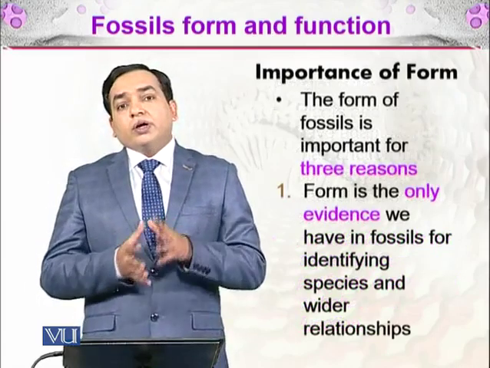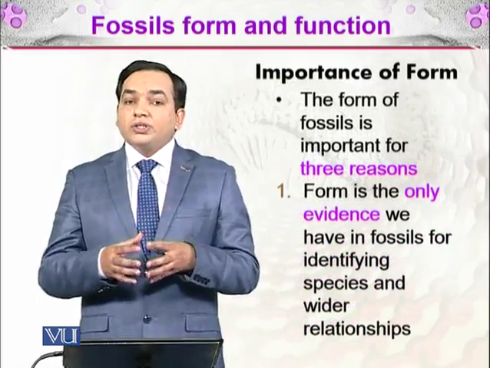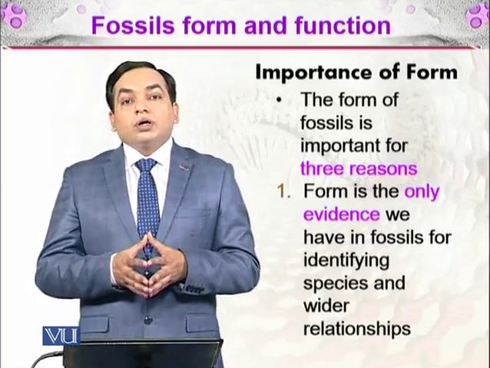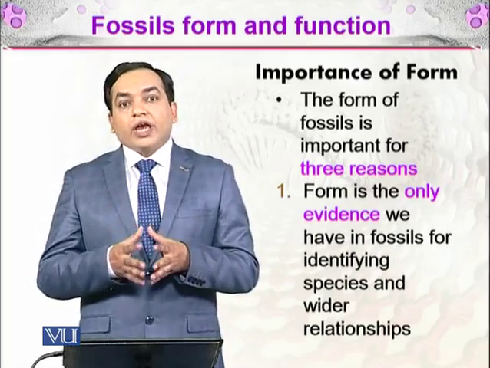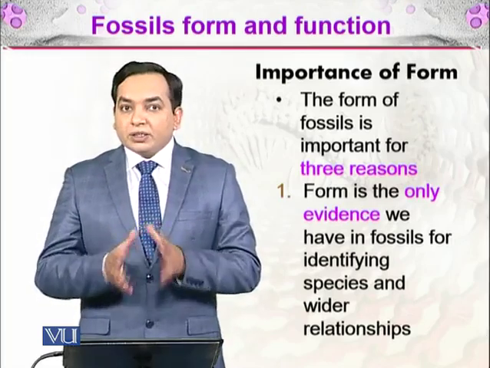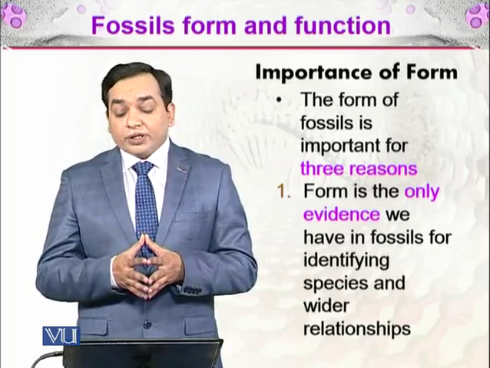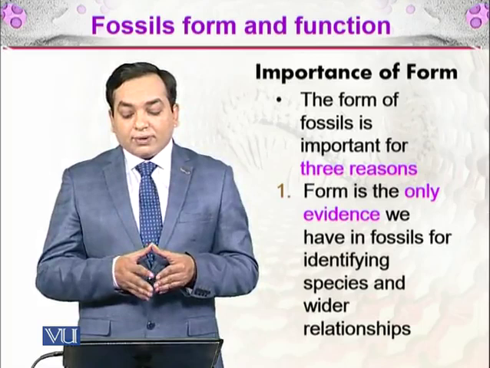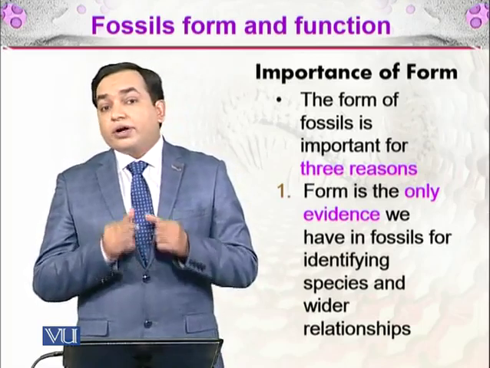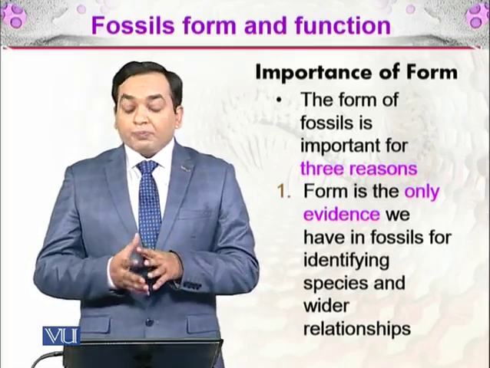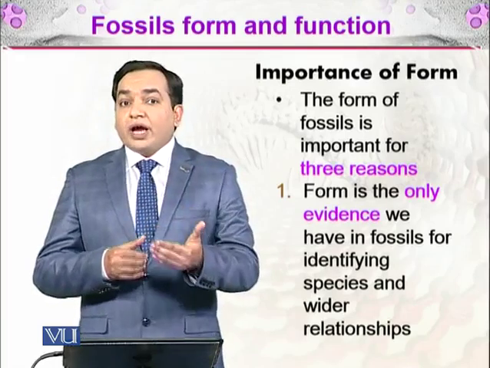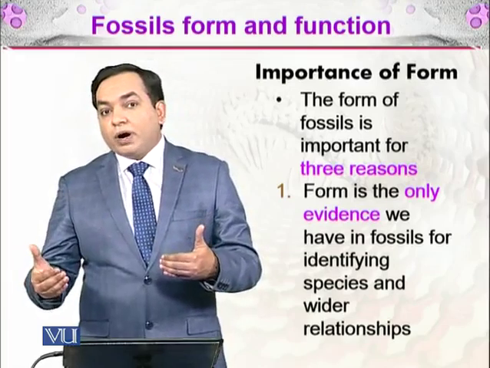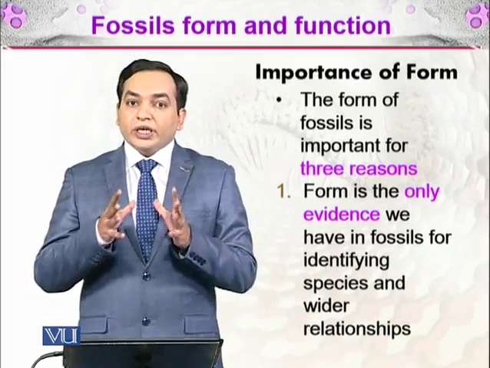So now, what is the importance of form? What information do we get from the appearance or morphology of the fossils, or what is the importance of it? Form is the only evidence we have in fossils for identifying species and wider relationships. If we don't have that information, we cannot assess whether this fossil is a trilobite or an Archaeopteryx. We can see the form.